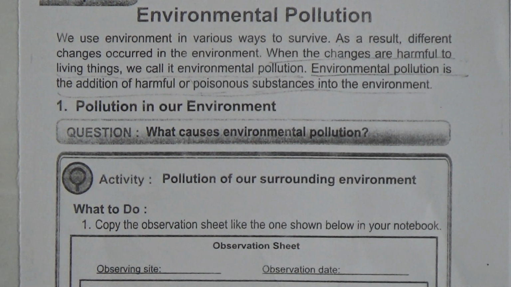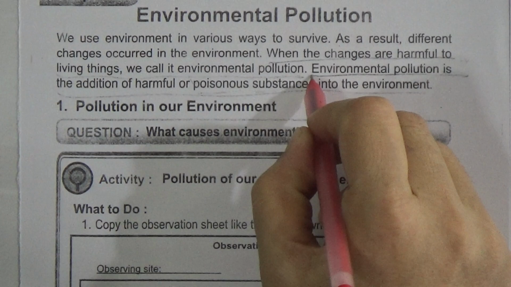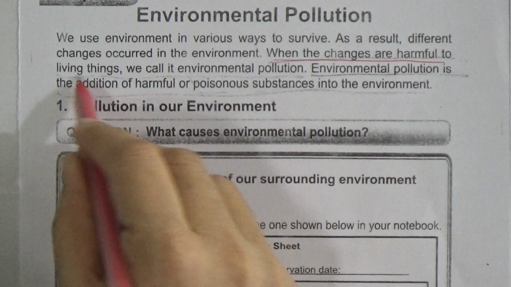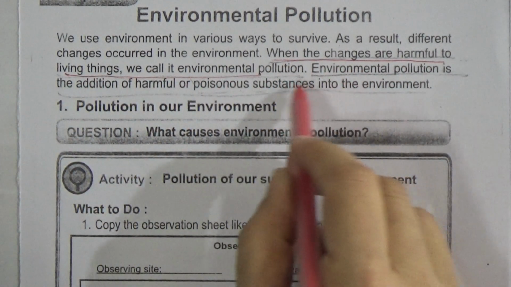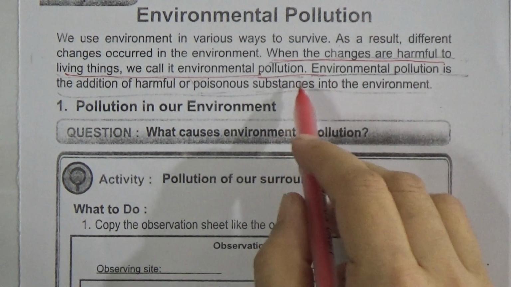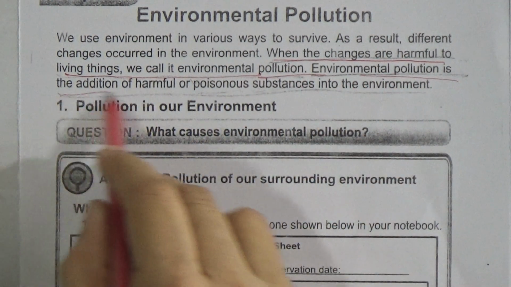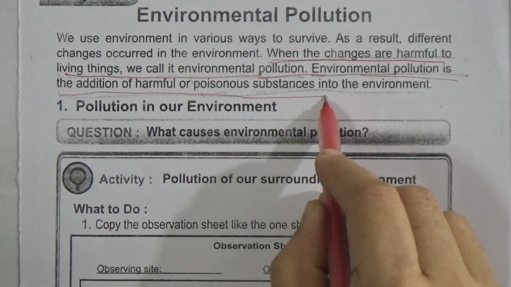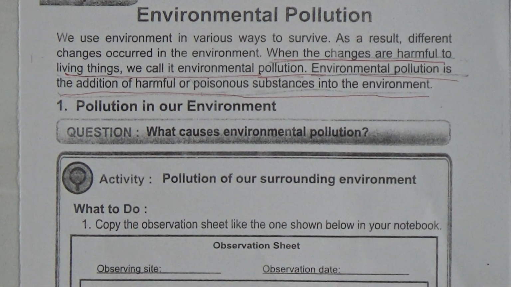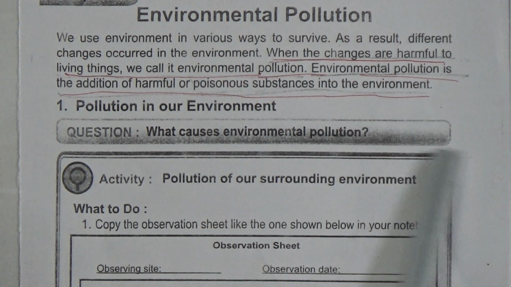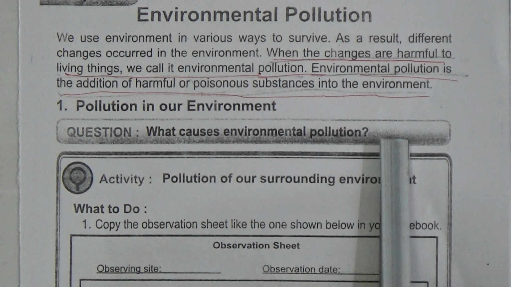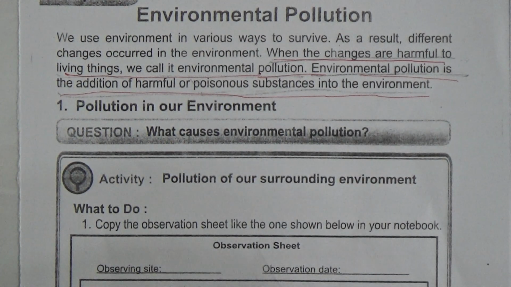My dear students, this is an important line. Underline these two lines. When the changes are harmful to living things, we call it environmental pollution, and environmental pollution is the addition of harmful or poisonous substances into the environment. So learn this question answer also. This one is a short question answer. Now go to the next page.